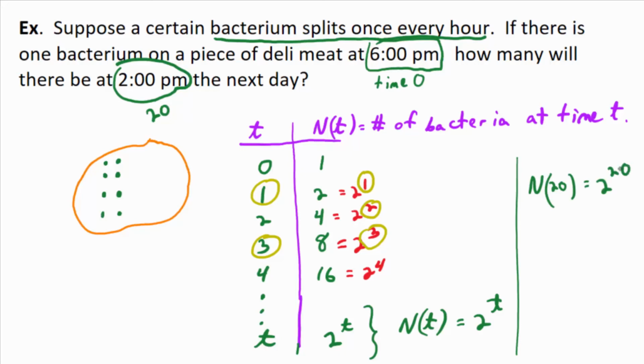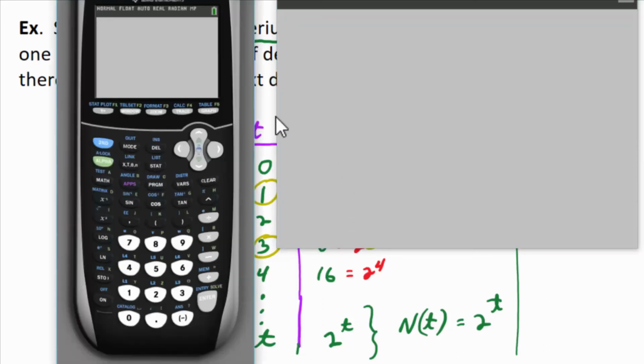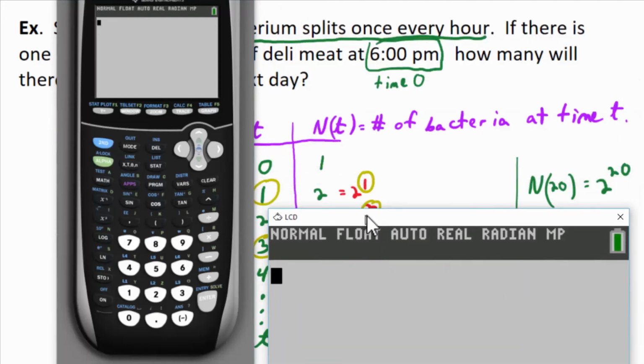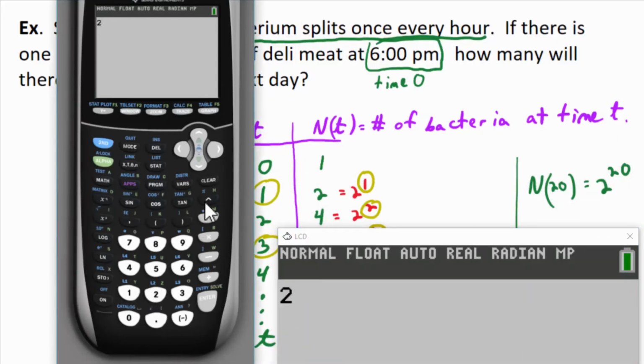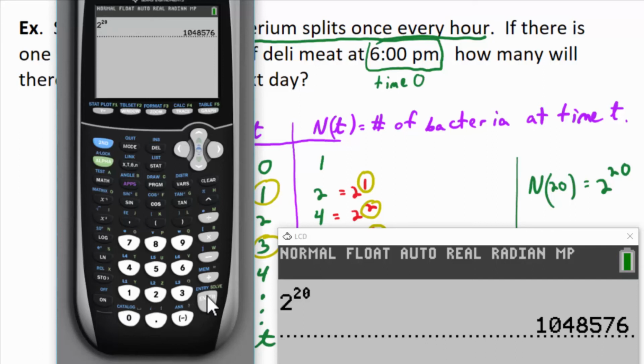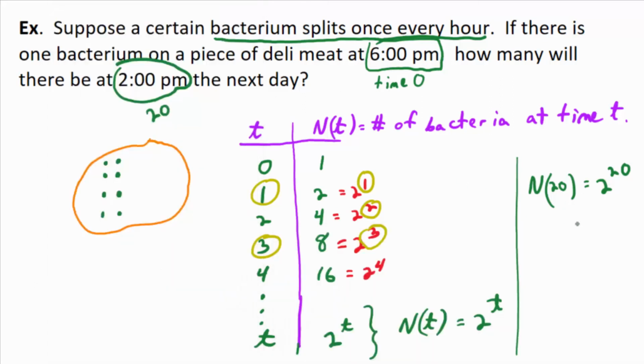All right, get your calculator out. We want to take 2 to the 20th power. So go 2, and then see this button over here? We call it the caret button. I don't know why, but we call it the caret button. And that little guy we push, and that means take it to the power. And then punch in 20, hit enter. Oh my, how many bacteria is that? 1,048,576.